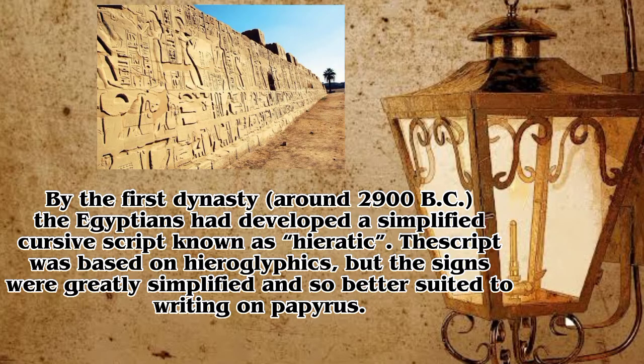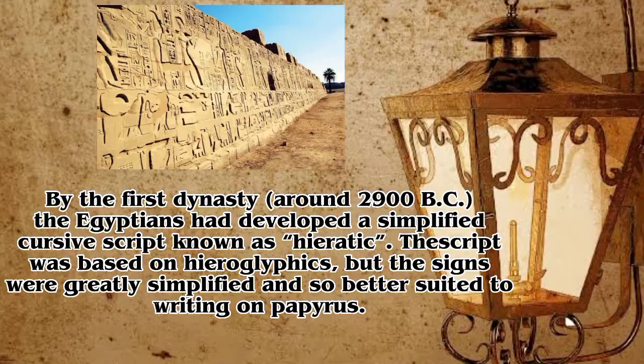In 2900 BC, beginning of Egyptian hieroglyphic writing. By the first dynasty around 2900 BC, the Egyptians had developed a simplified cursive script known as hieratic. This script was based on hieroglyphic, but the signs were generally simplified as better suited to writing on papyrus.